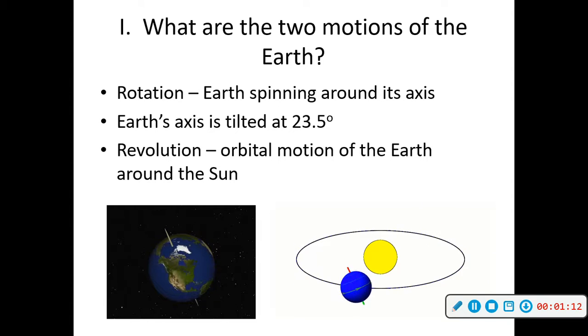And as we change position in the orbit, that's the second thing that changes the season. So revolution, which is the orbital motion of the Earth around the sun, these two things together are what cause the seasonal changes.